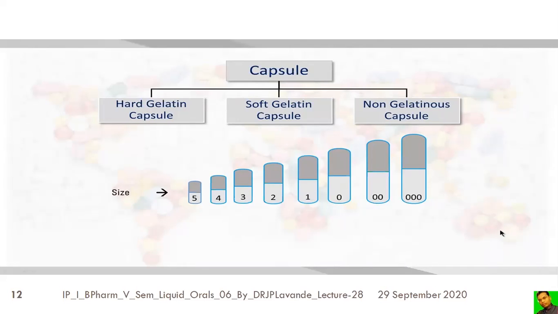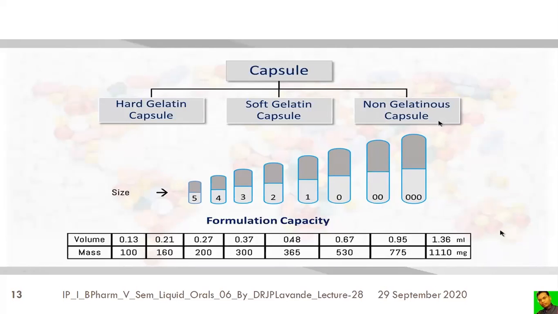As far as the sizes of the capsules are concerned, these range between 000, 00, 0, 1, 2, 3, 4, 5. So 000 to 5 is the size range for the capsule. 000 represents the capsule size with the largest capacity, whereas 5 is the capsule size with the smallest capacity.